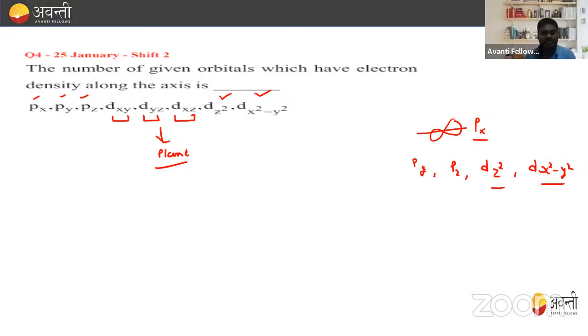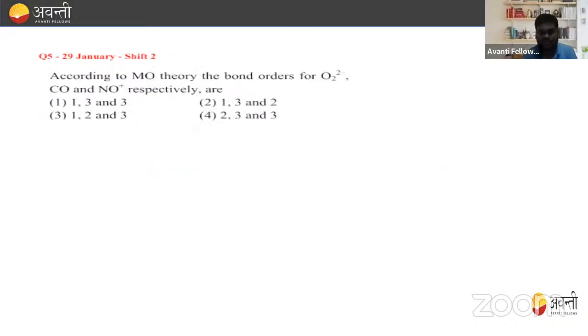I hope it's clear. It is a very simple numerical based question. You just have to count the number of orbitals which are axial orbitals and just write that. So for example, in this question, the correct answer is 5, right? Okay. Now, move to the next question.